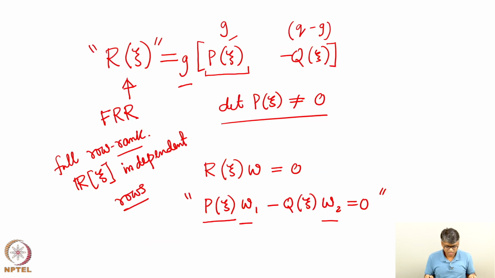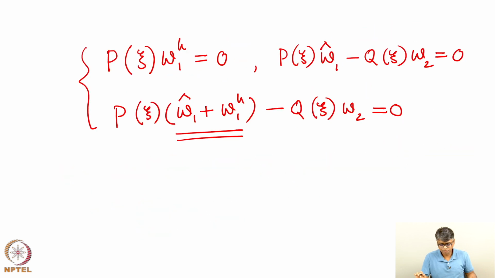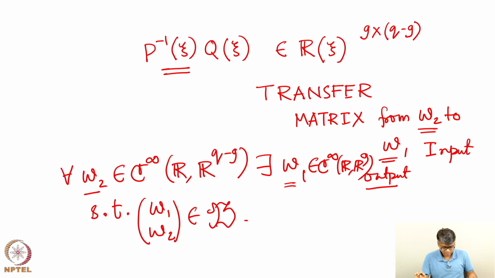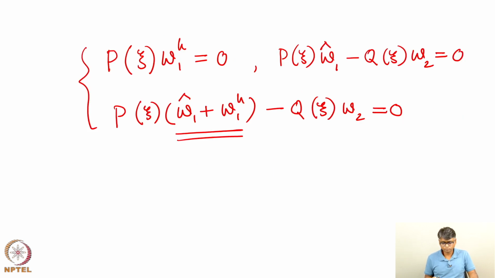So under this partitioning of the R matrix as P and minus Q, where P is a square matrix, we have this property that for every w2 there is a w1 such that together w1 and w2 satisfy the differential equations of the system. Now, how does that help us? Well, so here is the situation, right?